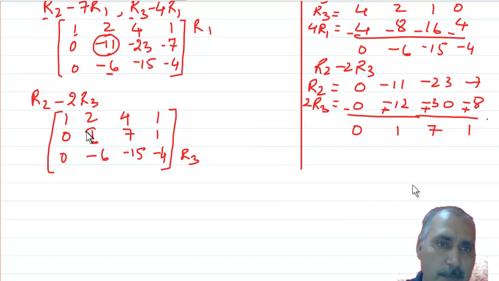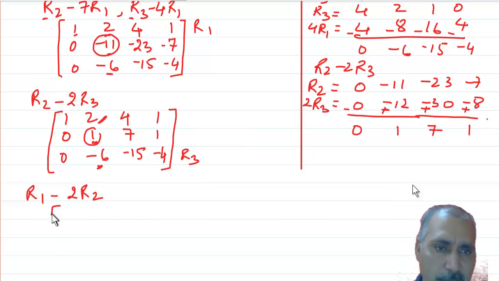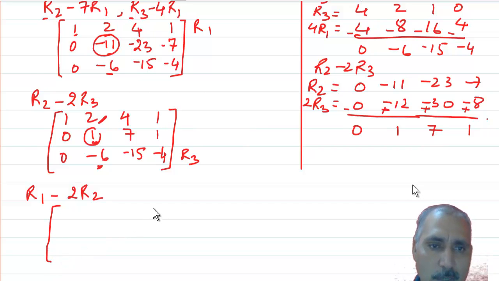Now with the help of this 1, we are going to make this 2 and this minus 6 as 0. Now the operation for making this 2 as 0 is going to be R1 minus 2 times of R2. We will be doing that operation. R1 is going to change. So R2 and R3 will remain as it is. We will copy paste that.